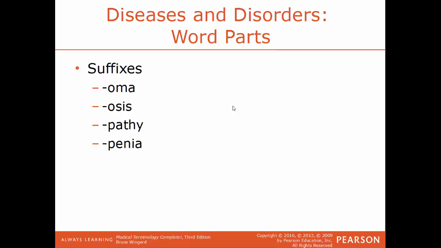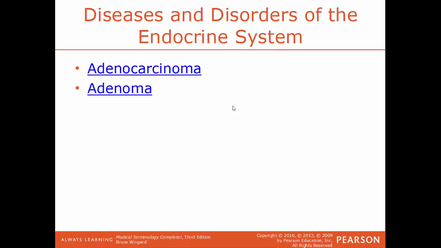Oma is a reference to a tumor. Osis is a reference to an abnormal condition. Pathy is a reference to a disease. And pinia is a reference to a deficiency. All right, now we'll talk about some specific diseases and disorders.